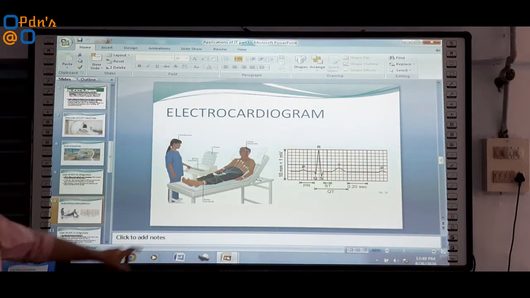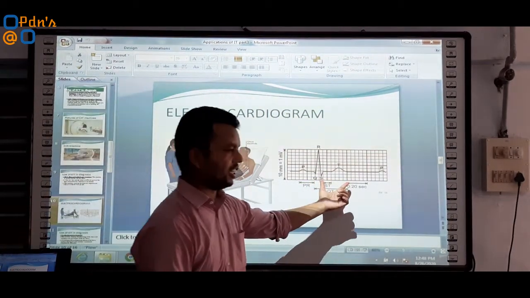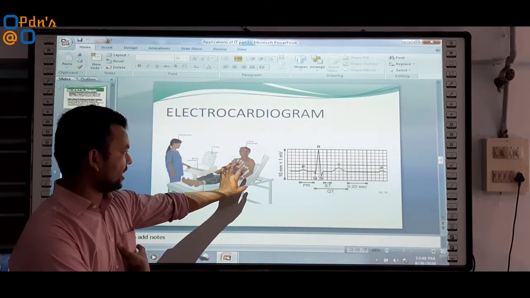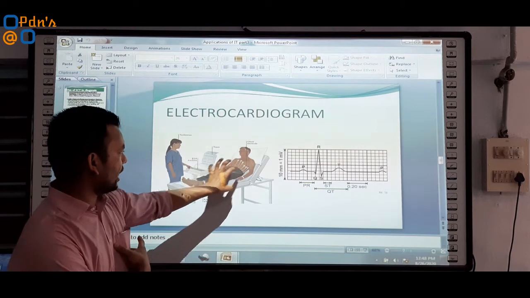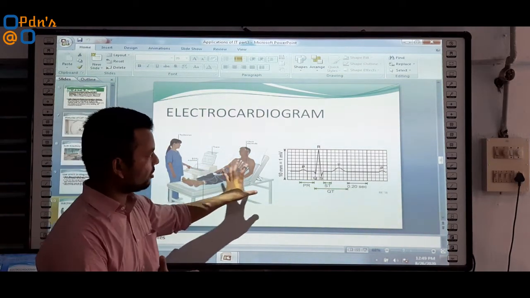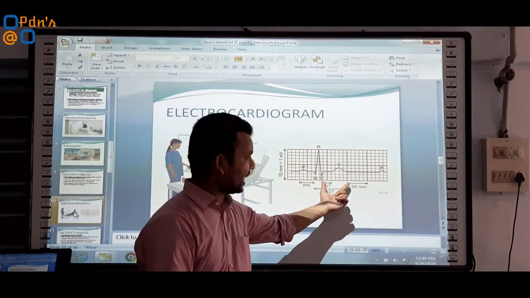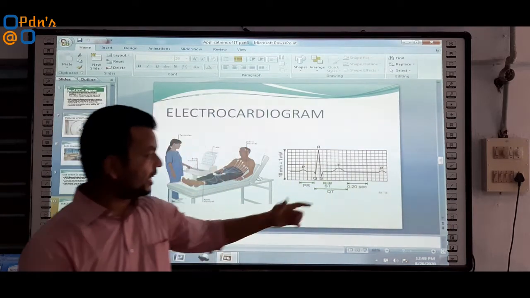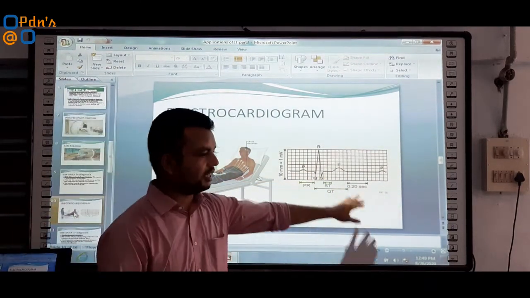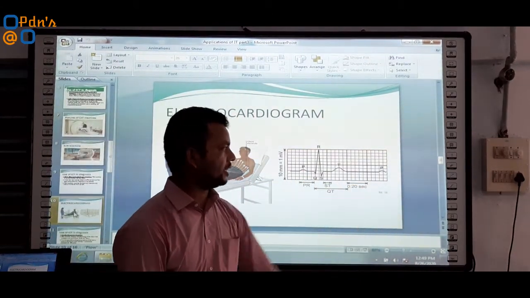See, this is the picture of an electrocardiogram and this is the picture of an electrocardiograph. These machines are attached to our body nearby to our heart, and after performing the electrocardiogram, a graph will be generated like this, which will depict the normal functioning of your heart, whether your heart is functioning normally or not, in the form of electrical impulses that are generated here.